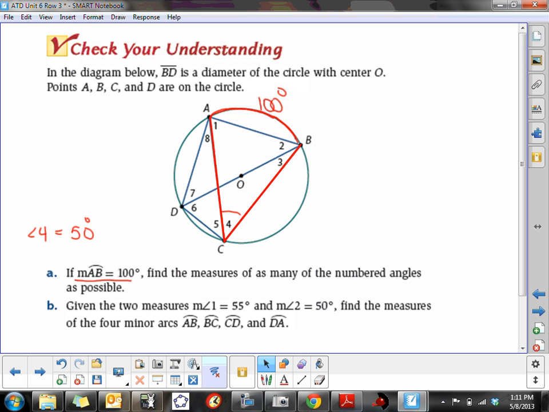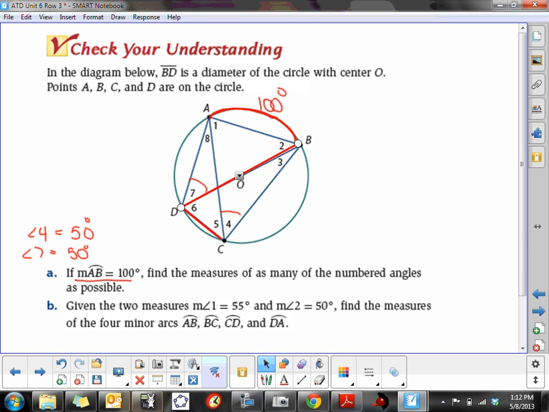Are there any other angles that go and cut off this same 100-degree arc? And yes, there's another one here at angle 7. Angle 7 does the same thing. So angle 7 cuts off the same 100-degree arc, so that means angle 7 is also 50 degrees. So see how I'm using the inscribed angle relationship with the intercepted arc. Now if I try to do that with, let's say, angle 6, if I trace out angle 6, it is not going to cut off that same 100-degree arc, so that doesn't help me on this.